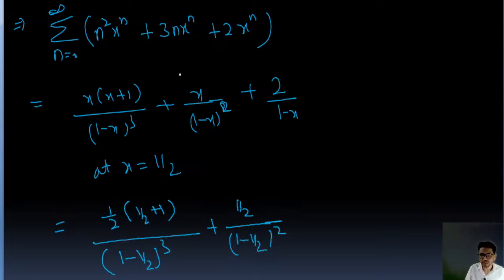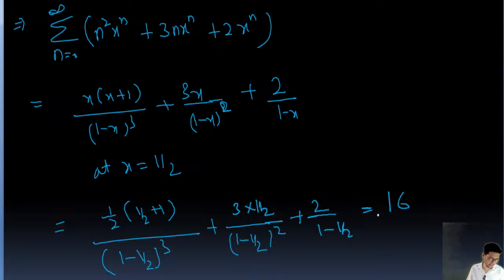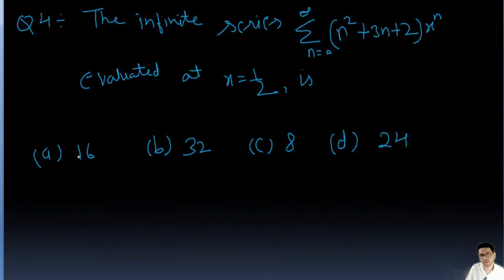Okay, this is 3, guys. 3 by 2, let's say, 3 into half, and plus 2 upon 1 minus half. If we calculate it, we are getting 16. So which option is matching, guys? 16. Option A. So very good question, guys.